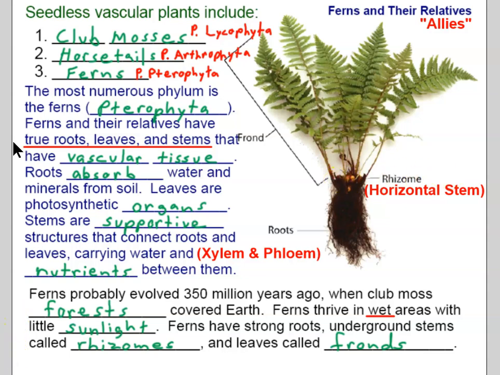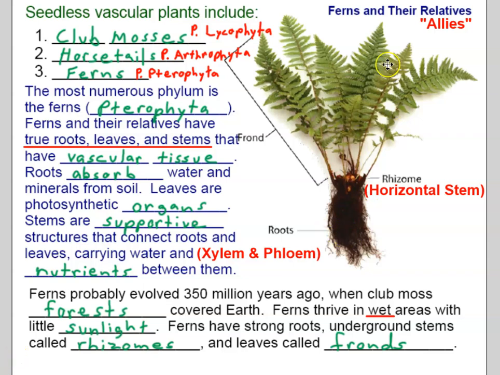So what's special about the ferns and their relatives or their allies is that they have vascular tissue, but like mosses, they are seedless. In other words, they reproduce with spores, and that means they still depend on water. Just like moss needs water for the sperm to swim to the egg, same with ferns. Ferns still need water for the sperm to be able to swim to the egg. So they tend to live in habitats where it's wet at least for part of the year.